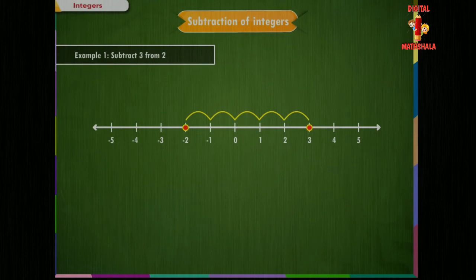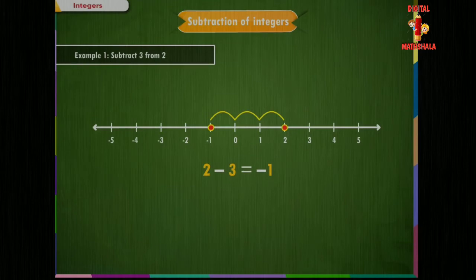Example 1. Subtract 3 from 2. We write this problem as 2 minus 3. We use a number line to solve this problem. Mark the first integer on the number line. Since we are subtracting a positive integer, that is 3, as per our rule, we start from our first integer 2 and move 3 steps towards left. We reach at minus 1. Therefore, 2 minus 3 is equal to minus 1.